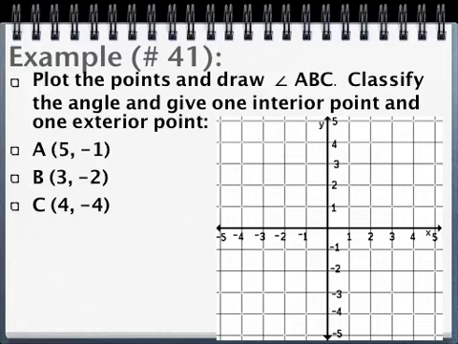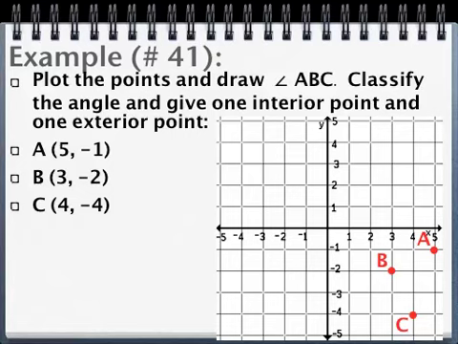The next example is number 41 from your book. It says, plot the points and draw angle ABC. Classify the angle and give one interior point and one exterior point. I'm going to plot point A at (5, -1), point B at (3, -2), and point C at (4, -4). When you've plotted these 3 points and you go to make an angle, there are actually 3 different angles that would be possible to make.